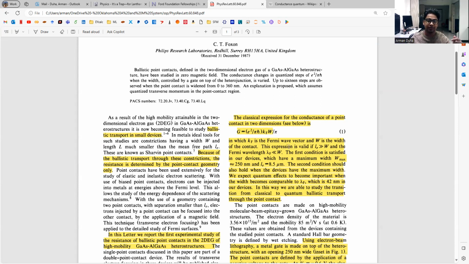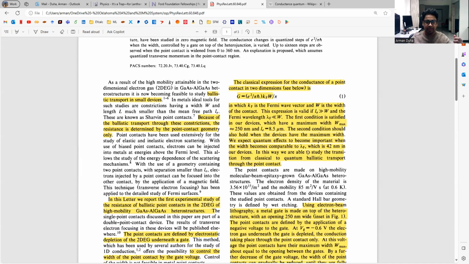However, this expression is only valid if certain conditions are met. Again, the mean free path has to be much greater than the width of the object, and the Fermi wavelength has to be much smaller than the width. Both of these conditions are satisfied in this setup. For this sample, which is a heterostructure of gallium arsenide and aluminum gallium arsenide, the Fermi wavelength is 42 nanometers. This number is going to be important later, because it comes in the equation.